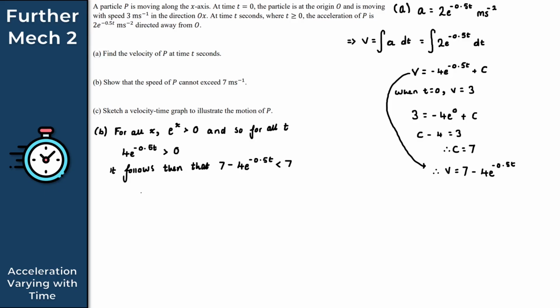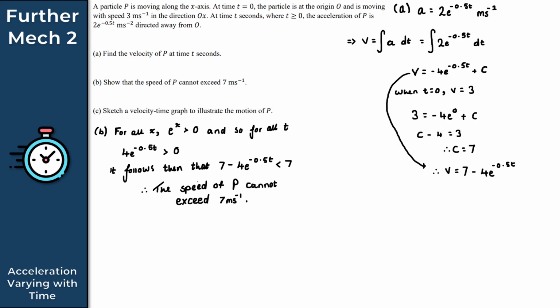So therefore the speed of P cannot exceed 7 meters per second.